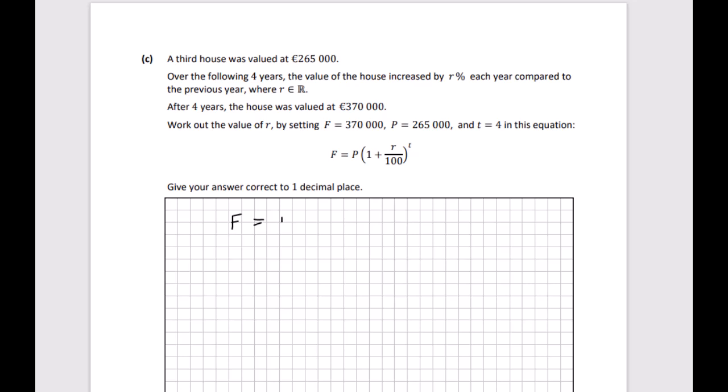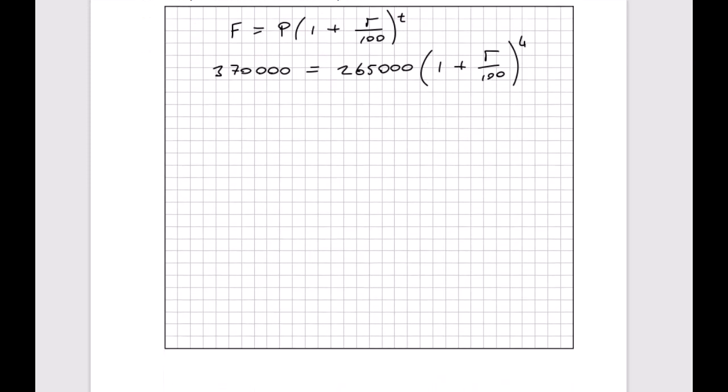So we've got F is equal to P times (1 plus R over 100) to the power of T. Now we're told here that F is 370,000. That's going to be equal to 265,000 multiplied by 1 plus R over 100, which we've got to find, and T is 4. So you've got to manipulate this equation to try and get R on its own.